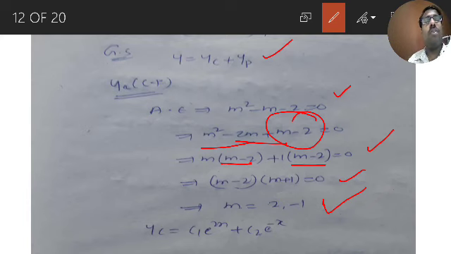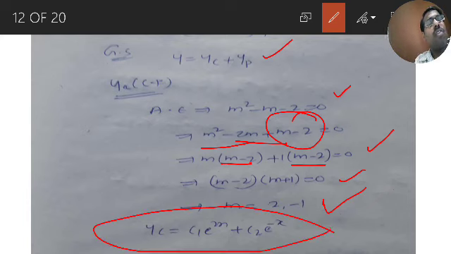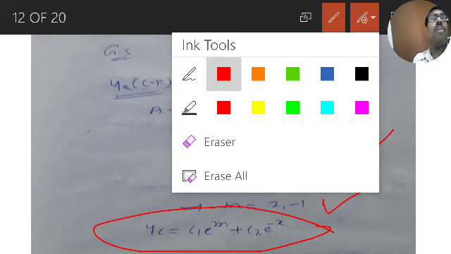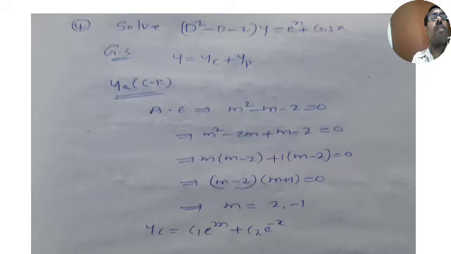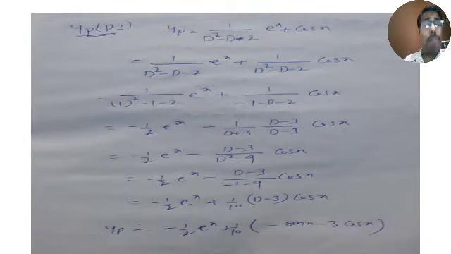Therefore my solution is yc is equal to c1 into e power of 2x plus c2 into e power of minus x. So you got yc, of the solution yc plus yp. In that you are able to find yc. So what is yc? yc is equal to c1 into e power of 2x plus c2 into e power of minus x. You will erase everything. So let us go to the yp, the second term.